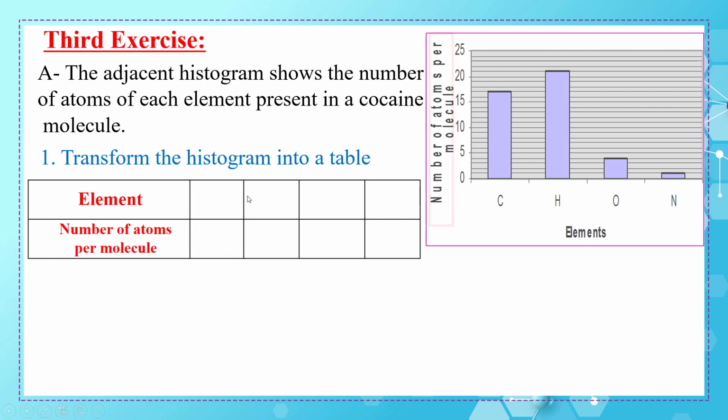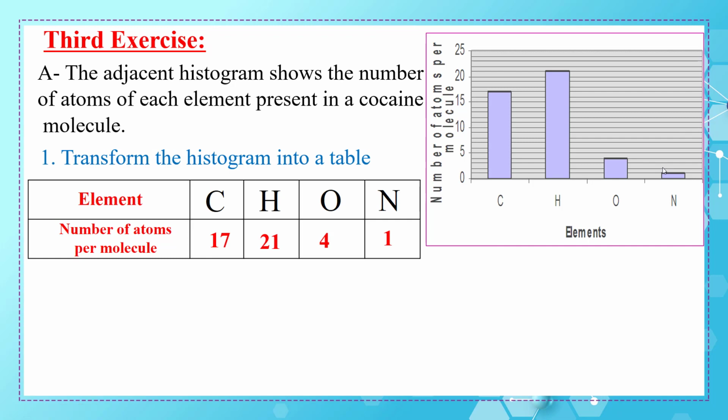We have carbon. How many carbon do we have? We read the number 15, 16, 17. So it is 17 carbon. H has 21 atoms. Here we have the oxygen, which has 4. Nitrogen finally has 1.